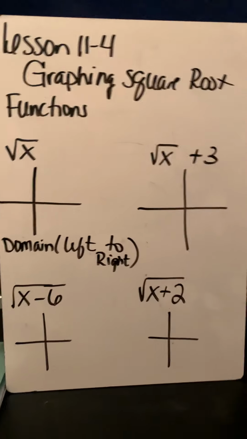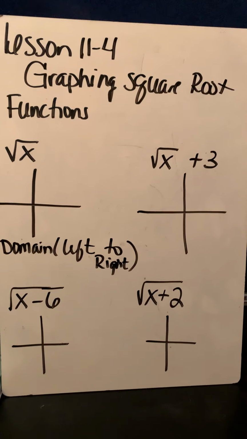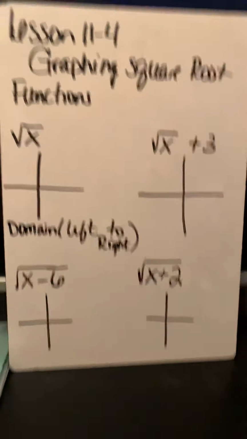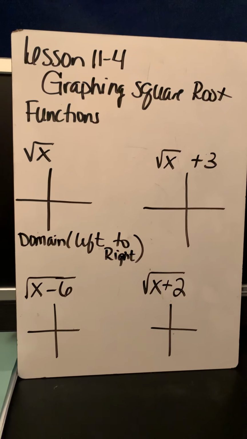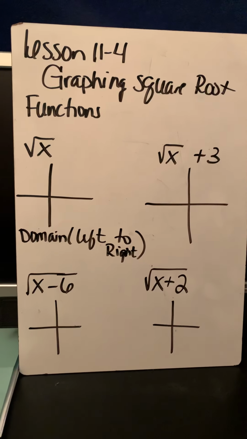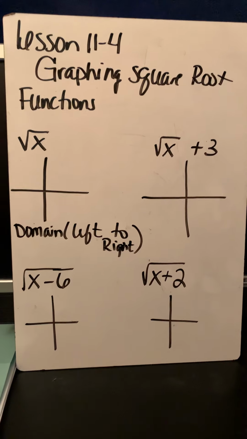Algebra 2. Today we're going to be doing lesson 11-4, graphing square root functions. So we got one more square root function, and this is the graphing. I'm going to show you a really easy, fast way, so we're not doing those table of values. We're going to do it using translations, vertical and horizontal translations.